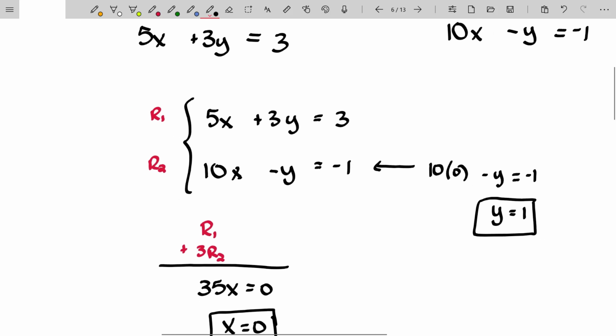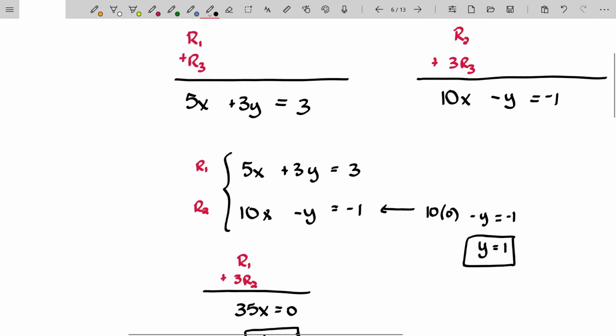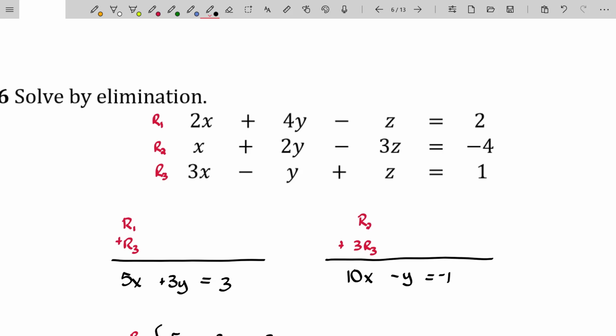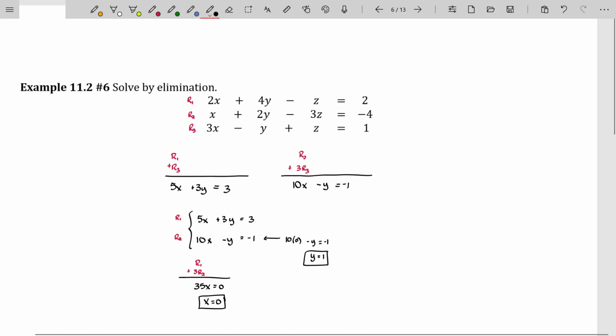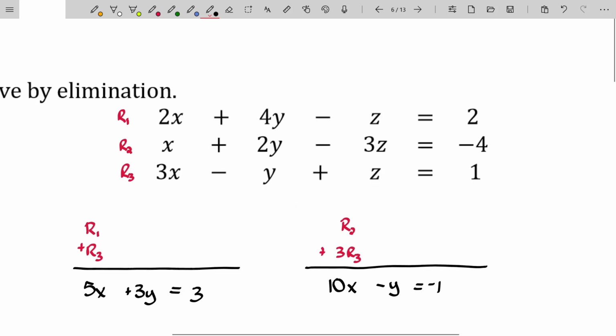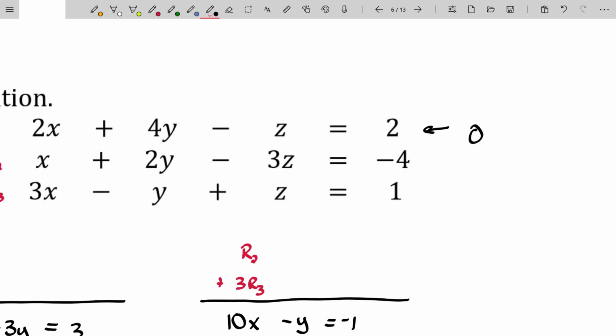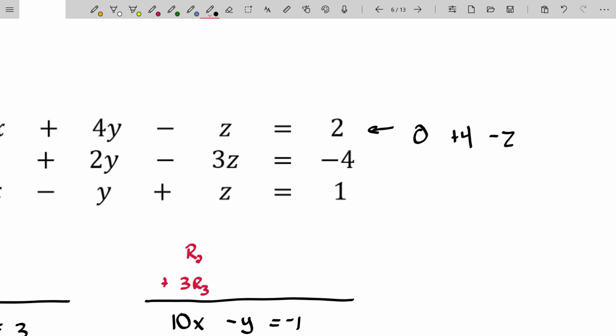And then, now that we have x and y, we can go back to any of the original equations and substitute in those values for x and y. Again, x was 0, y was 1. So let's go ahead and substitute into maybe the top equation. Why not? So if x were 0, we'd have 0. If y were 1, we'd have 4. And then minus z is equal to 2. And that means negative z is equal to a negative 2, or in other words, z is equal to positive 2, and you are done.